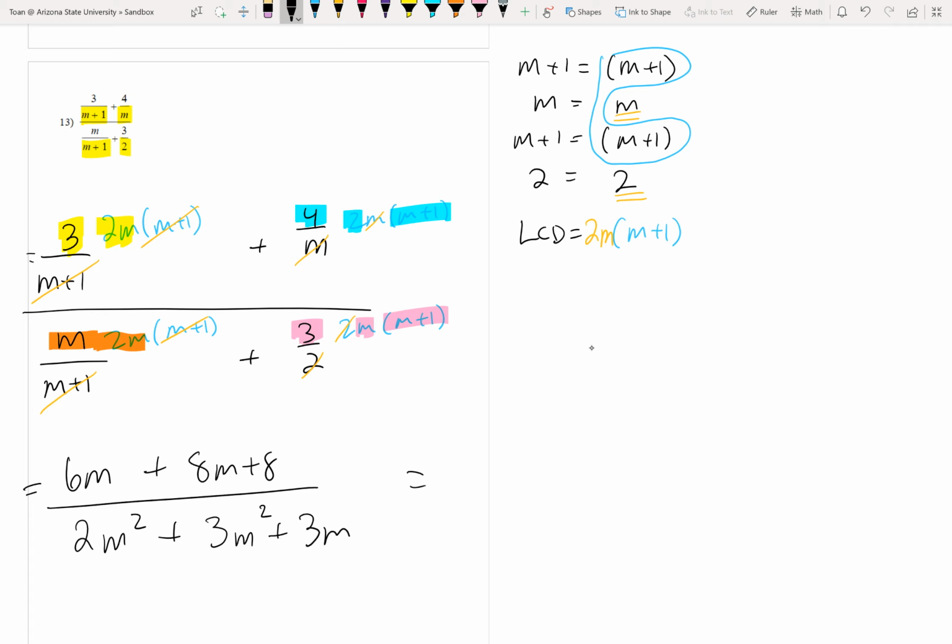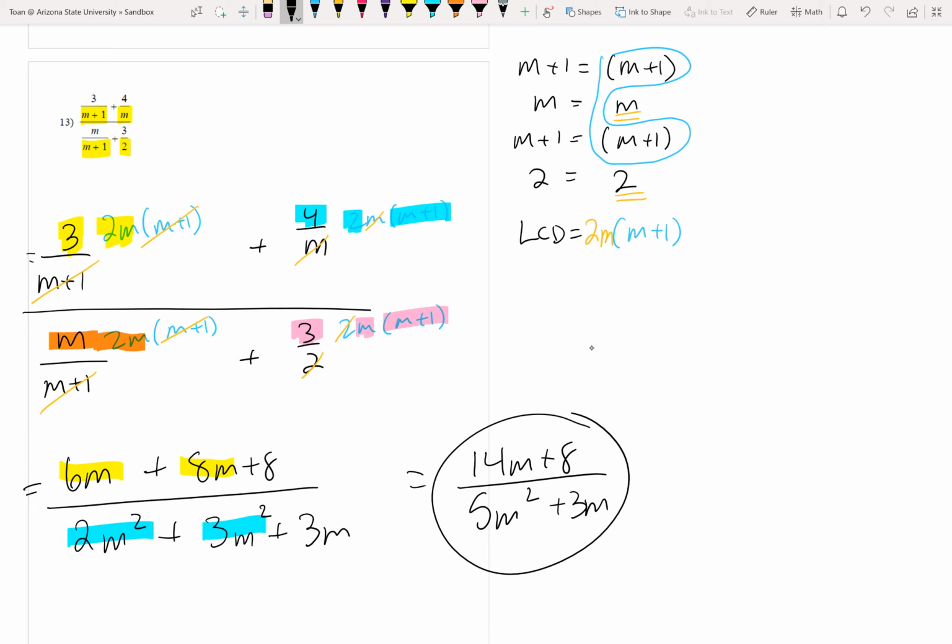Then all that's left to do is to combine like terms. So we have a 6m and 8m like terms on top, 2m squared and the 3m squared on the bottom. So your final simplified result should be 14m plus 8 over 5m squared plus 3m. Technically, you would want to see if you can factor some more and cancel some more to simplify it, but nothing will cancel out, so you can just leave it like this. That is as simplified as possible.